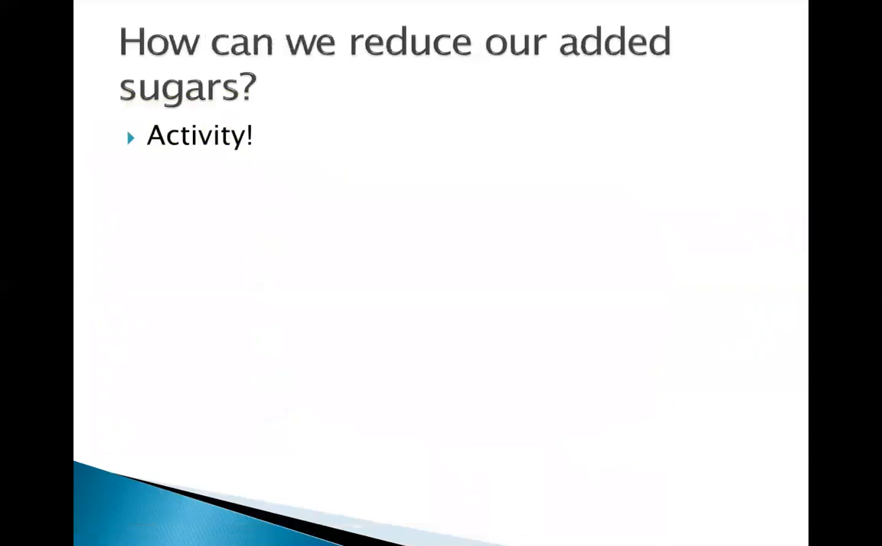Okay, how can we reduce added sugars in our diet? What can you think of that could help us reduce added sugars in our diet? Think about how you cook, how you prepare your food, when you're shopping, where you're shopping, even which sections of the grocery store, or which grocery store, or grocery store versus farmer's market. How can you reduce sugars? I want you to brainstorm at least 5 ways to reduce sugars.